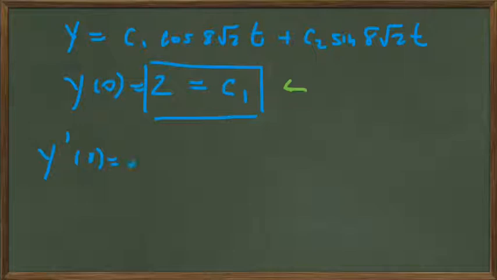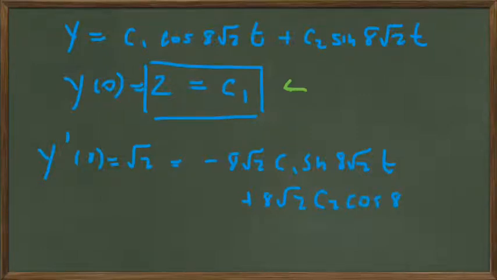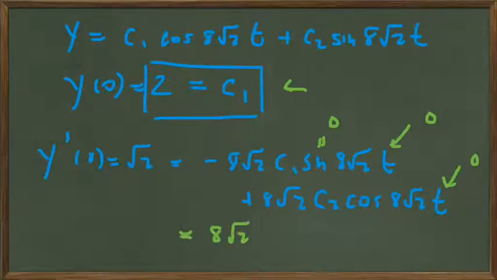Now y prime of 0 is given to be the square root of 2, but what is y prime of t? It is minus 8 square roots of 2 C1 sine 8 square roots of 2 t plus 8 square roots of 2 C2 cosine 8 square roots of 2 t. And if we plug 0 in for t, we get that the first term equals 0, so the right side is 8 square roots of 2 C2.